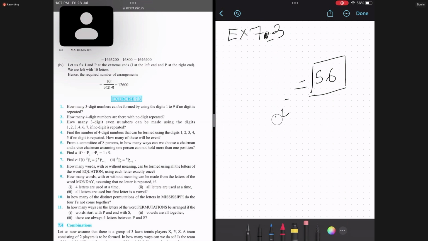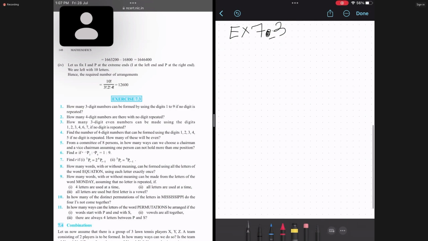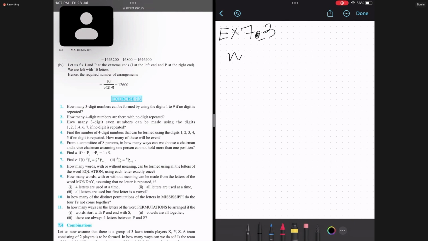Moving on. We need to solve for n in question number 6, when n minus 1 P 3 upon n P 4 is given to us as 1 over 9.